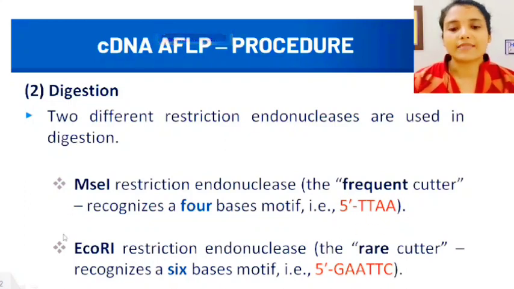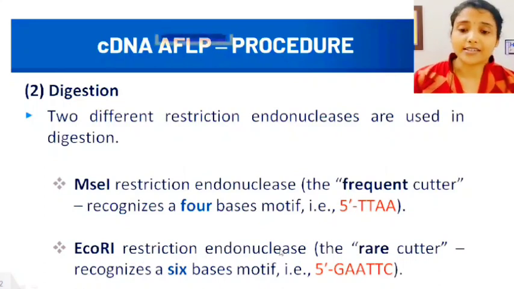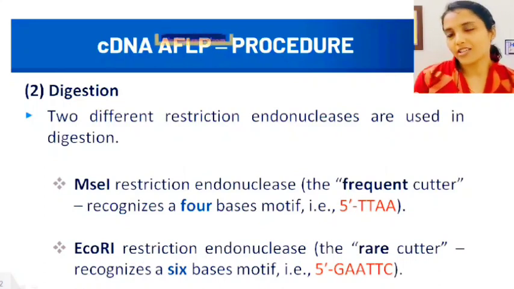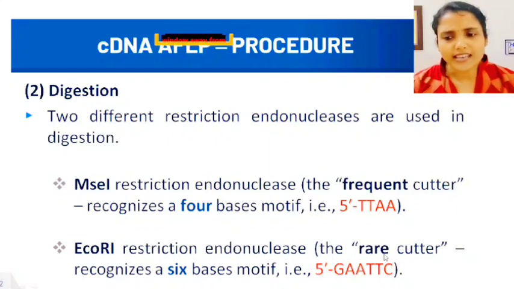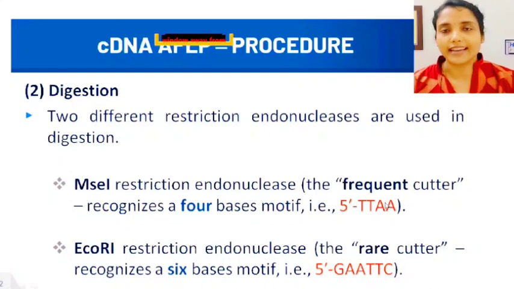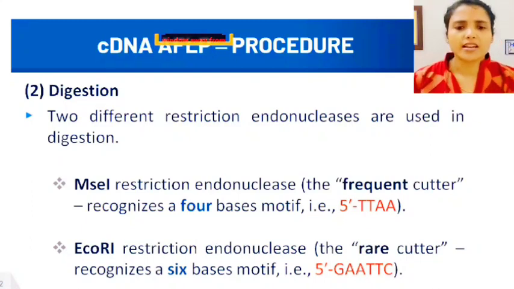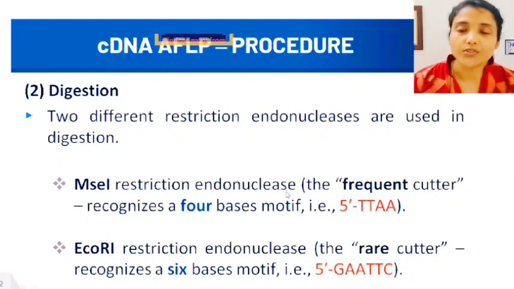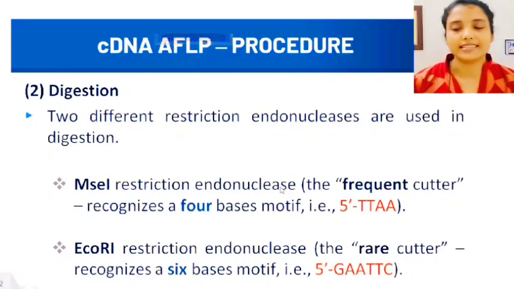Another restriction enzyme that we use is EcoRI, a restriction endonuclease, which is a rare cutter. It's a rare cutter because it has a recognition site with a 6-base motif. That means it recognizes GAATTC. Of course, such a sequence will occur at a rarer frequency than your frequent cutter's recognition site. So you basically use a rare cutter and a frequent cutter. These two are the commonly used enzymes in cDNA-AFLP, but you might change these according to your experimental needs.